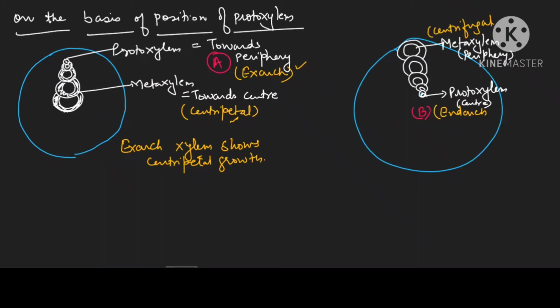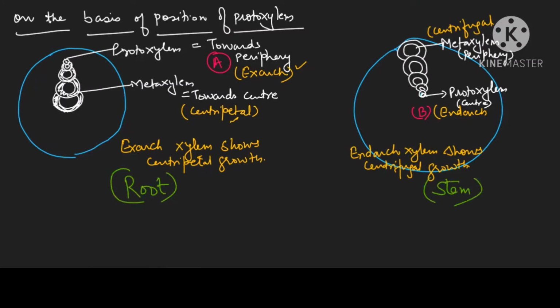Is it clear? So this is your second type of xylem classification with respect to the position of protoxylem. I hope this concept is getting clear. And we will say endarch xylem shows centrifugal growth. Another important concept, this condition, exarch condition, is seen in the root anatomy, and this condition will be seen in the stem anatomy. So with respect to the position of the protoxylem, I hope the concept is clear to you.